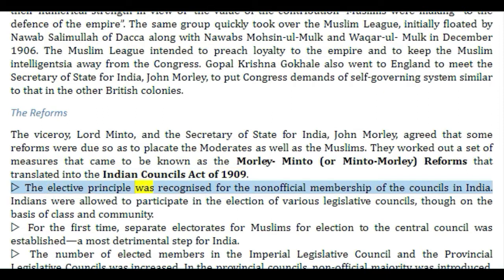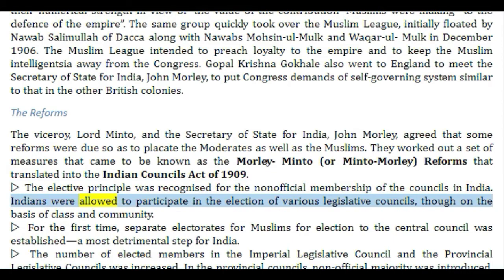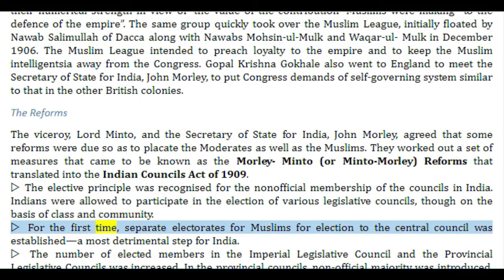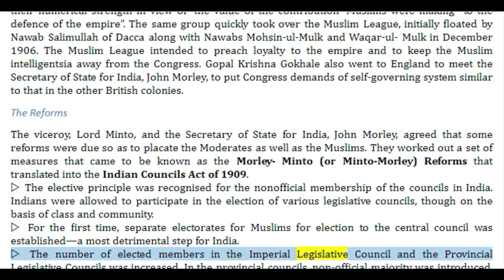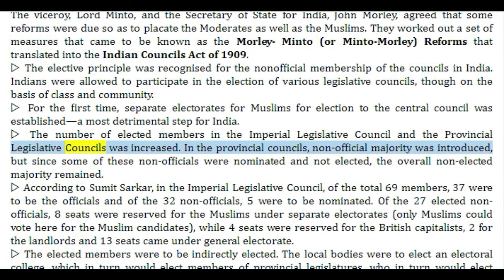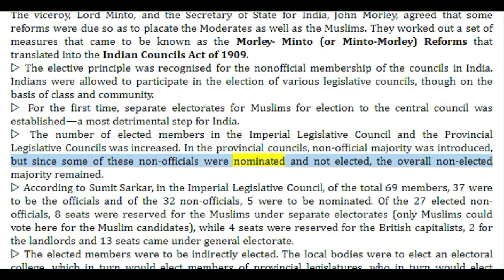The elective principle was recognized for the non-official membership of the councils in India. Indians were allowed to participate in the election of various legislative councils, though on the basis of class and community. For the first time, separate electorates for Muslims for election to the Central Council was established, a most detrimental step for India. The number of elected members in the Imperial Legislative Council and the Provincial Legislative Councils was increased. In the provincial councils, non-official majority was introduced, but since some of these non-officials were nominated and not elected, the overall non-elected majority remained.